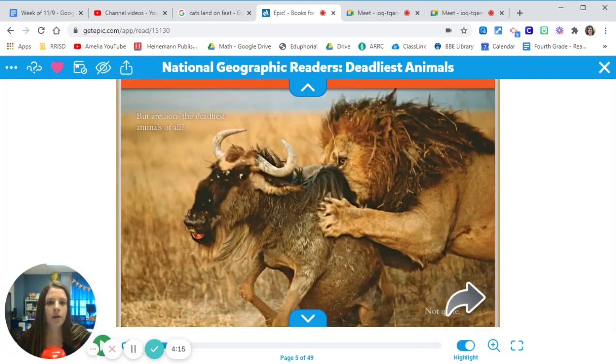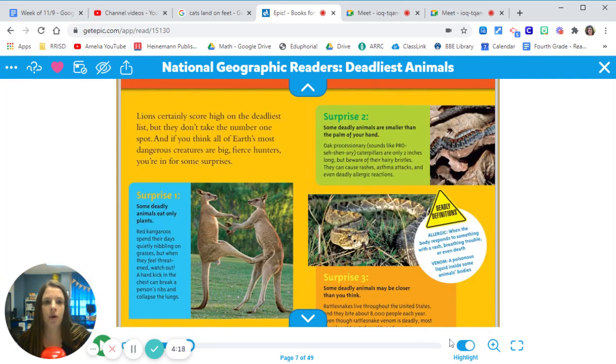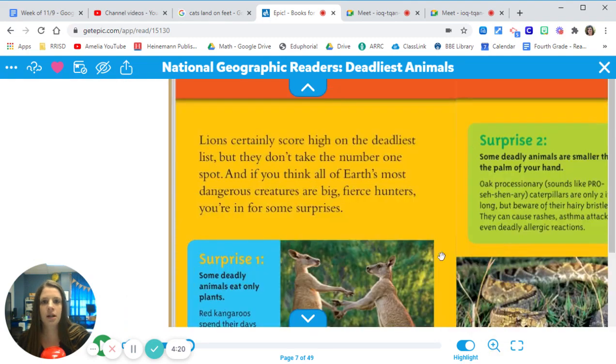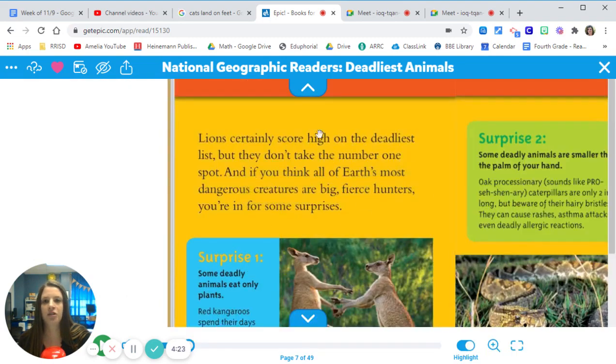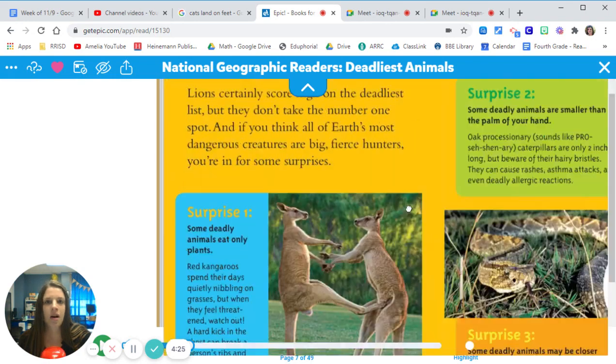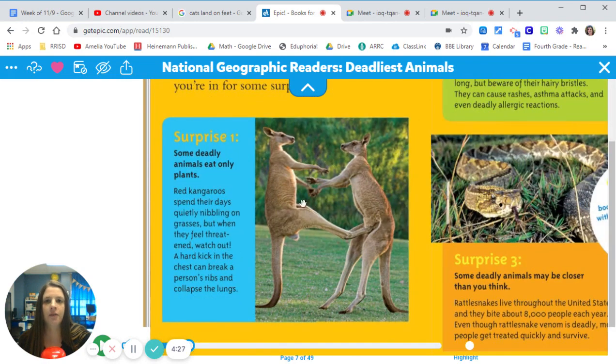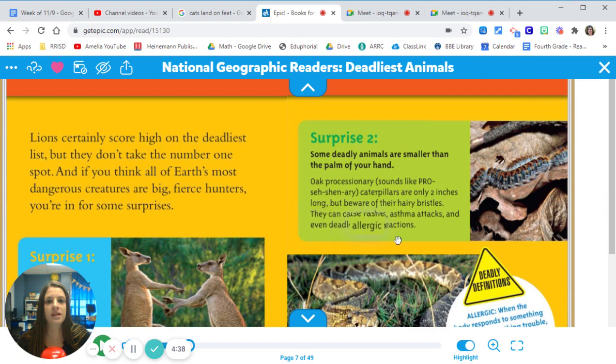Oh, wow. That is a really vivid photograph. So now let's look here. This is interesting. They have their information organized in a paragraph here, but then they've got 3 photographs with, I guess, a caption to explain it, but they organize it a little differently. Surprise 1. Some deadly animals eat only plants. And then they say, surprise 2.